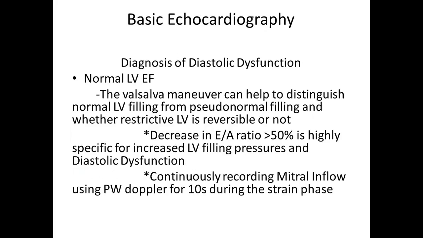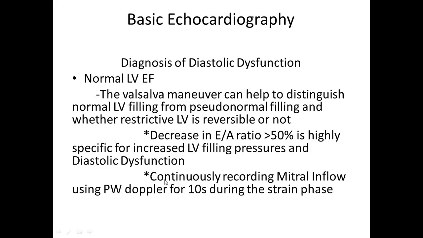The Valsalva maneuver will unmask the diastolic dysfunction. So you'll get a small E and a fairly big A. However, if the decrease in the E to A ratio with Valsalva maneuver is more than 50%, it is highly specific for increased LV filling pressures and diastolic dysfunction.